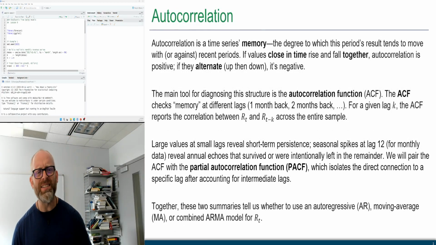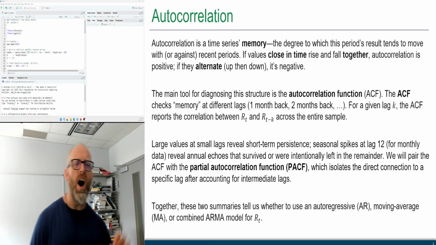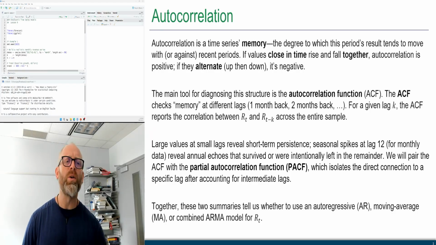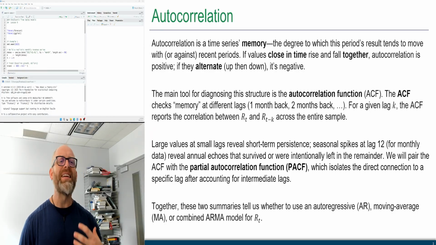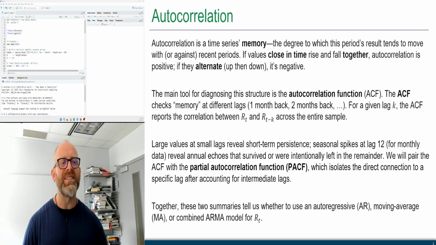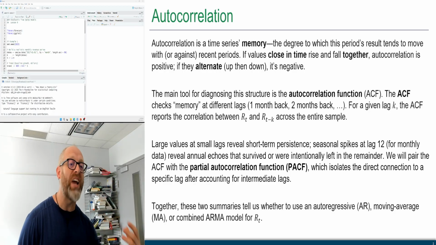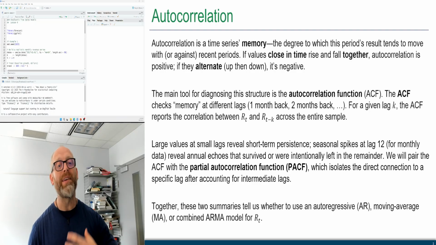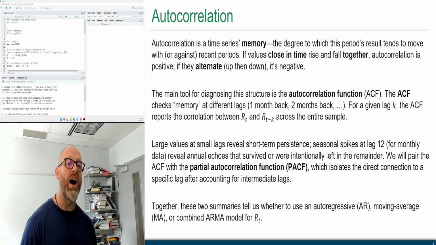So I did mention it, so let's talk about this very, very briefly, this autocorrelation. Autocorrelation, we can think of it as time series memory, the degree to which the period results tends to move with or against recent periods. So one month to the next, one year to the next. Do the values move together? Is there always an increase in December? Is there always a decrease in January? Things that we can capture along the way that might not have been caught in the seasonality.